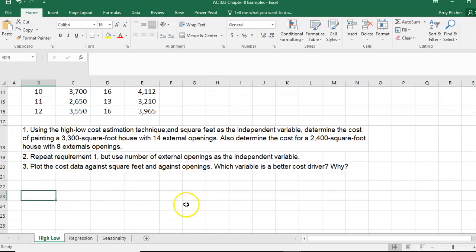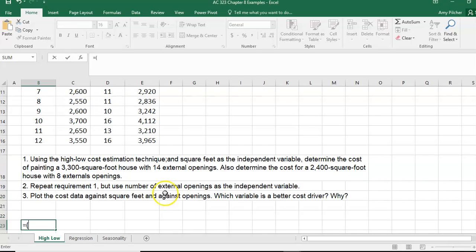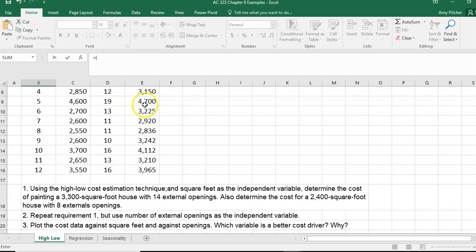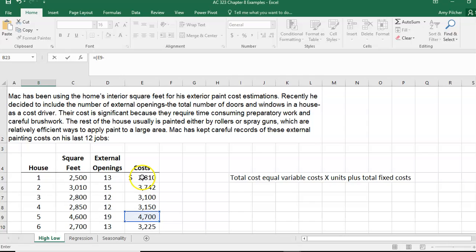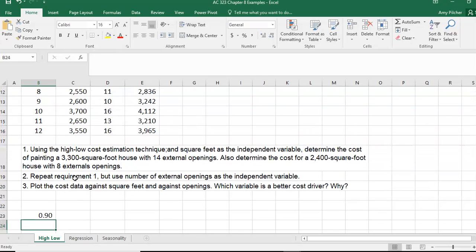So we have our high costs at 4,600 minus our low costs, divided by our high base minus our low base. And the result is 90 cents. Our variable cost is 90 cents per square foot.